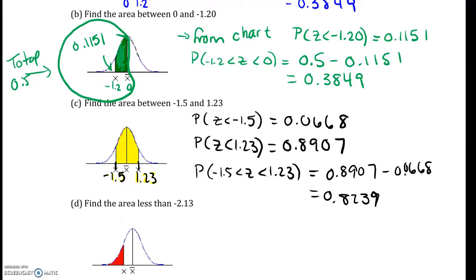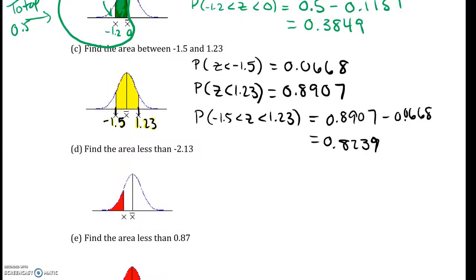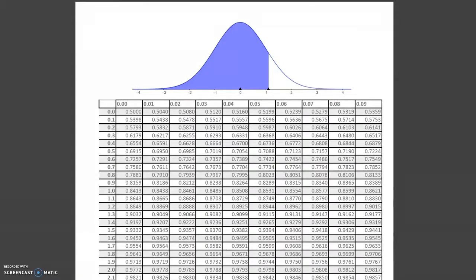Okay. So if you're looking up between two values, we have to do this bit of subtraction. Not all questions, though, require this work. It depends on what the question is we're being asked. If we want to find the area less than negative 2.13, right? Or the probability that Z is less than negative 2.13. Because we're finding an area left of our Z values, all we have to do is look up that Z value on our chart.